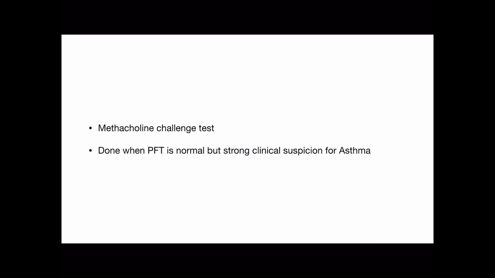One thing to note about asthma is the methacholine challenge test. Methacholine is a muscarinic agonist that acts on the M3 receptor. In other words, it can cause bronchoconstriction and worsen the symptoms of asthma. We can theoretically use this test to diagnose asthma, but it is uncomfortable for the patient. So we only resort to the methacholine challenge test when the PFT values are normal, but there is a strong clinical suspicion for asthma.